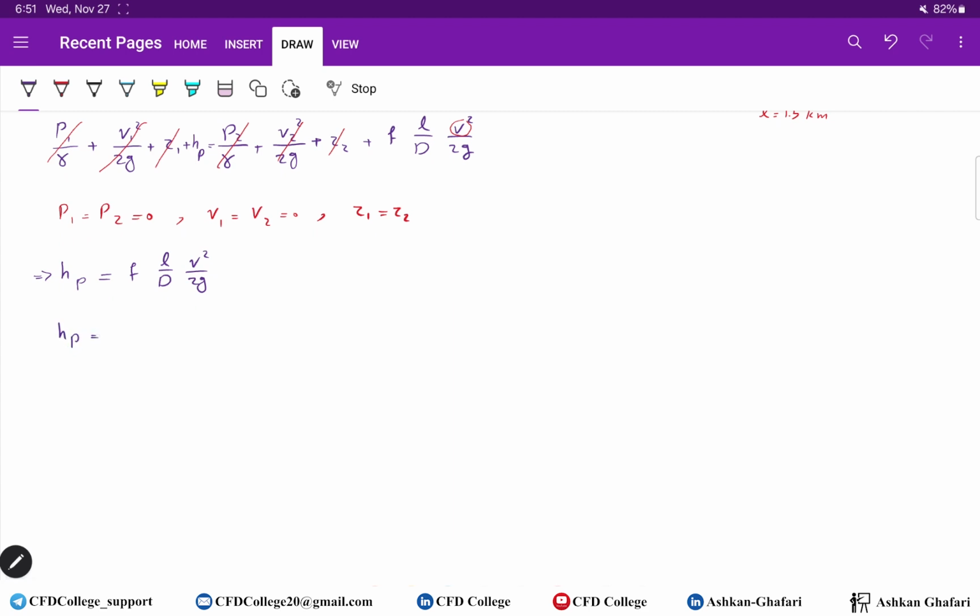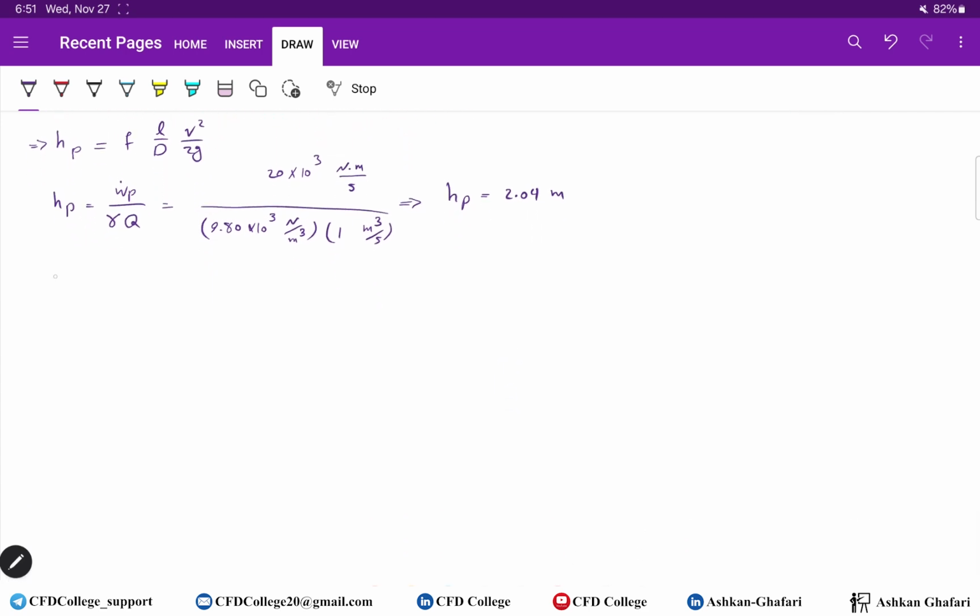As you know, HP, the pump head, equals W dot, the net power, over gamma times Q. We have all of them. W dot is 200 times 10 to 3 Newton meter per second. Gamma of water is 9.80 times 10 to 3 Newton per cubic meter, times flow rate 1 cubic meter per second. So from this you can find HP, 2.04 meters. And velocity equals Q over A, so it equals 1 cubic meter per second over pi over 4 d square. So velocity equals 1.273 over d square meters per second.